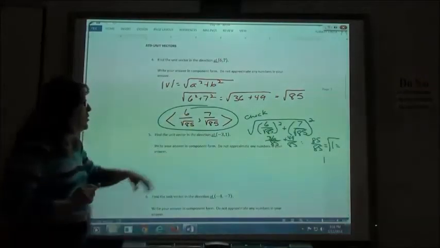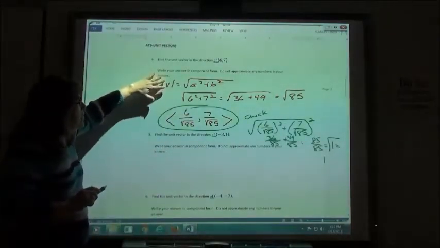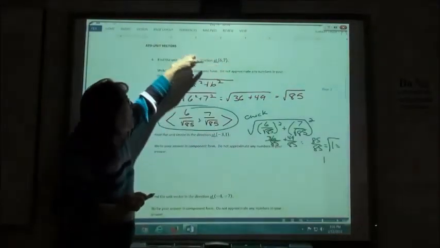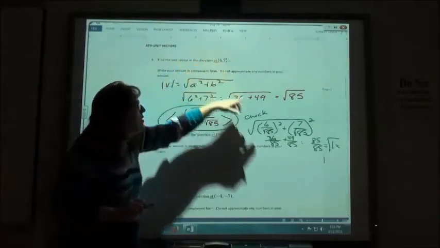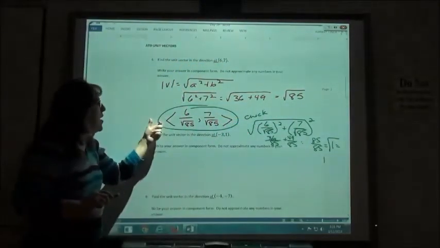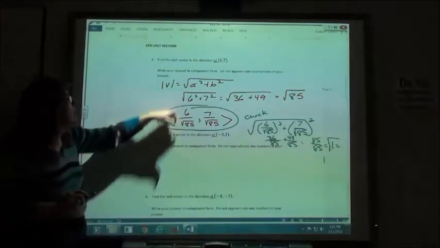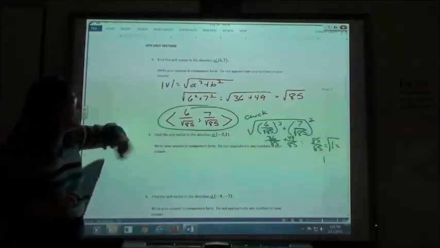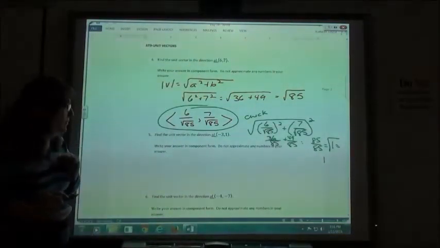But basically all you do is find the magnitude of your original vector and then use these in the numerator, the magnitude in the denominator, and you then have a unit vector that's going in the same direction as that, but has a magnitude of 1.